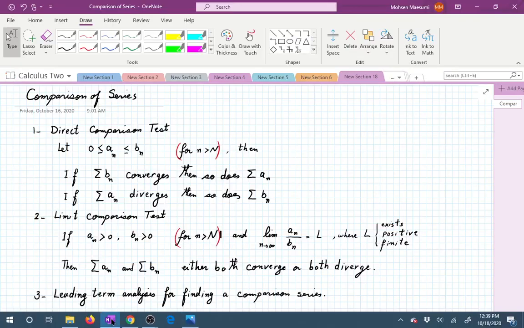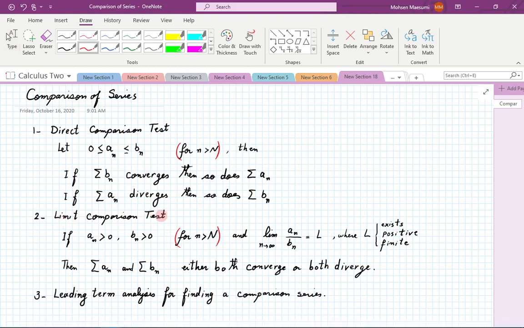We have three topics to talk about. One is called direct comparison test. The other one is called limit comparison test. And the last, we are going to talk about leading term analysis for finding a comparison series.